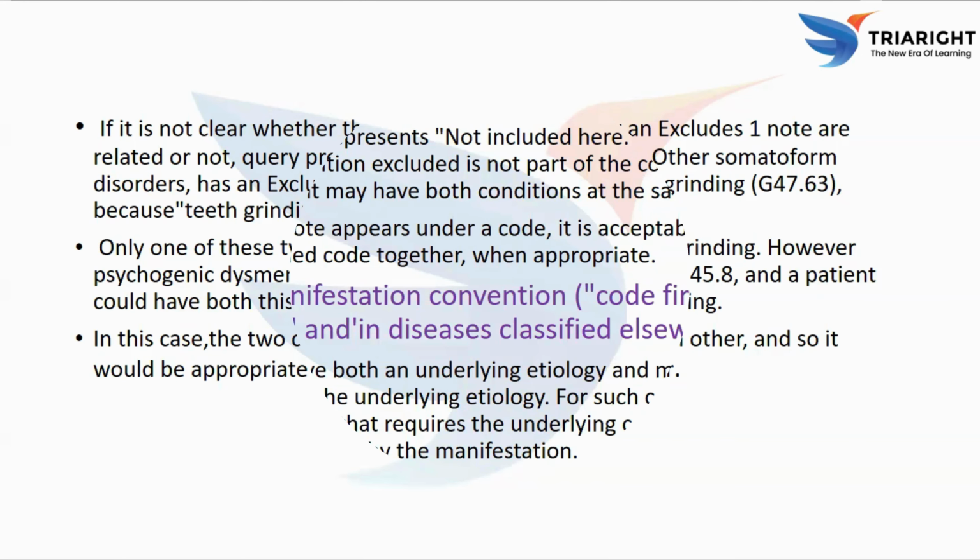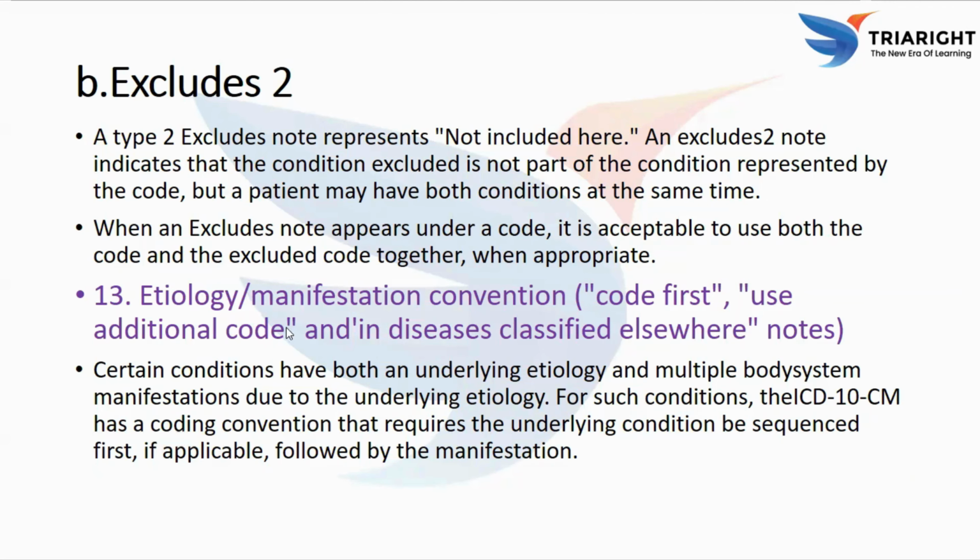coding, right? So coming to etiology and manifestation convention. What do you mean by etiology? It's a cause of disease. What is manifestation? It's a result or symptom caused by that disease. For example, diabetes is a cause, so diabetic retinopathy is the manifestation in the eyes.